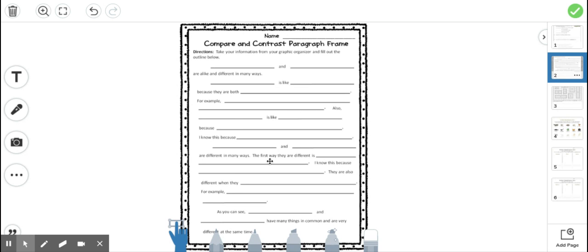And then down here, you're going to write how they were different. So you're basically just using the information from yesterday to fill in the blanks here.